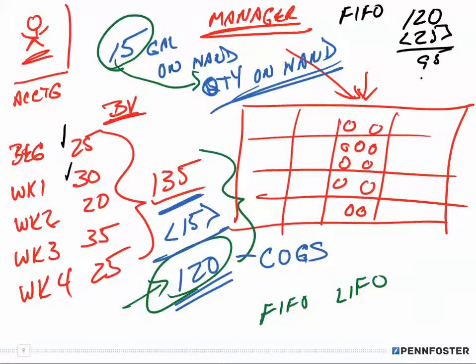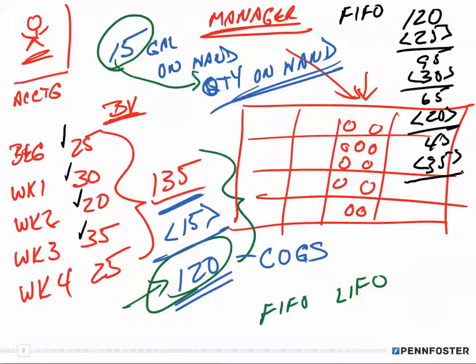Then I have to take out 30, right? So that means I have 65 left. Well, out of this next group of 20, I can still take out all 20 because I have 65 left. Now I'm down to 45. In this next group here, out of the week 3, I can take out the full 35 because I still have 45 left. So I take out the 35, and that means I have to take out 10 more. So out of this group of 25, I have to take out 10 more, and that's where I have my 15 on hand, my quantity on hand.